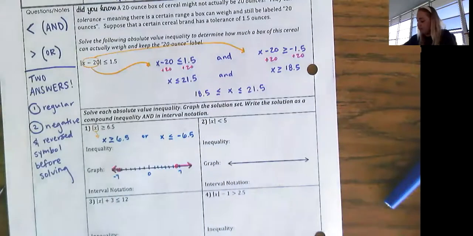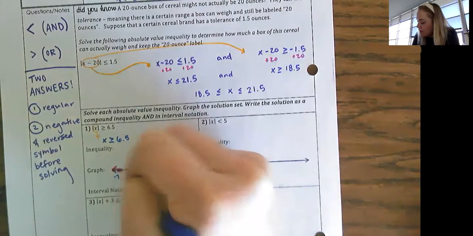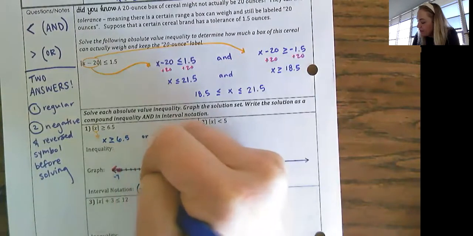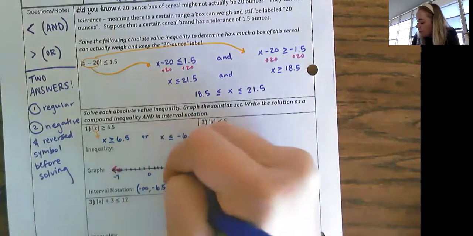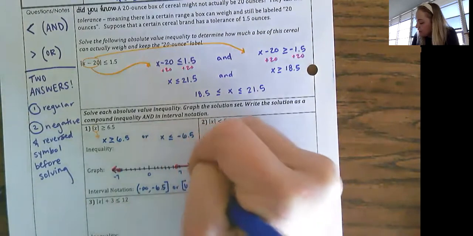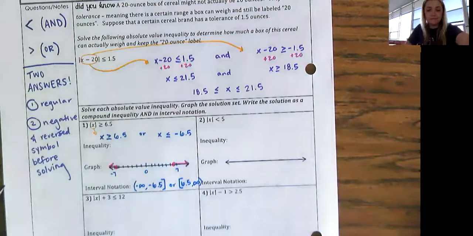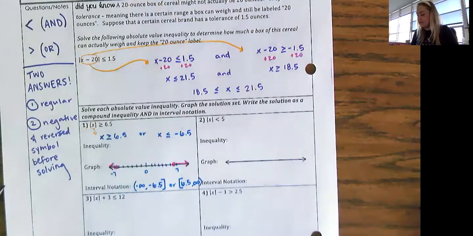My interval notation for that is saying from negative infinity, comma, to negative 6.5, or 6.5 to infinity. And remember, infinity always has open parentheses. All right, let's go to problem number 5.